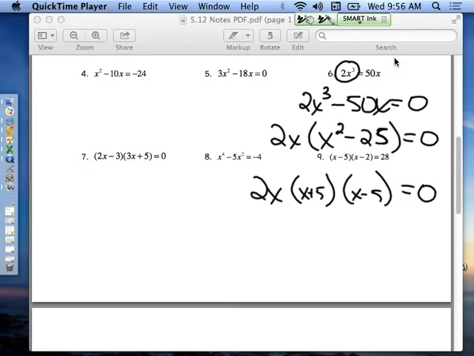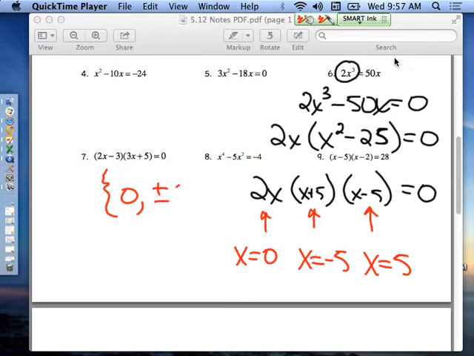And now I have the 3 factors set equal to 0. So I have to find the value that makes each factor itself 0. If I set 2x equal to 0, that means x itself would be 0. If I set this factor equal to 0, that means x would be negative 5. And for this factor, x would be positive 5. So my solution set for number 6 is 0 and both positive and negative 5. That's 3 real numbers, 1, 2, 3, for a degree 3 equation.